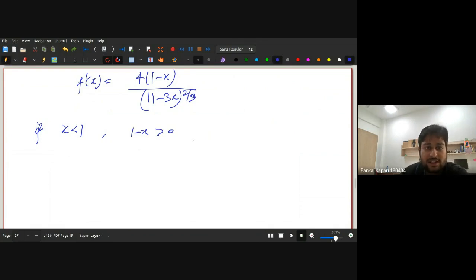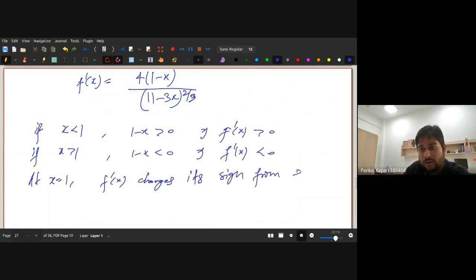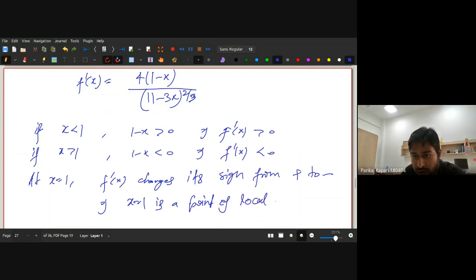So if x is less than 1, that means 1 minus x is positive, and that will imply that the derivative is positive. And if x is bigger than 1, then 1 minus x is negative, and that will imply that the derivative becomes negative. So at x equal to 1, the derivative changes its sign from positive to negative, and that will imply that x equal to 1 is a point of local maxima, right?